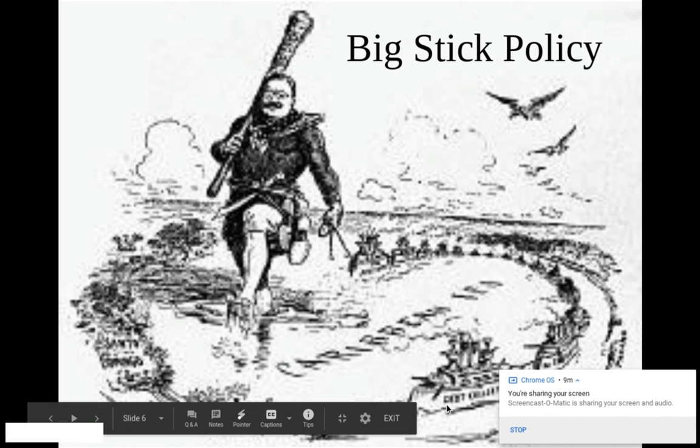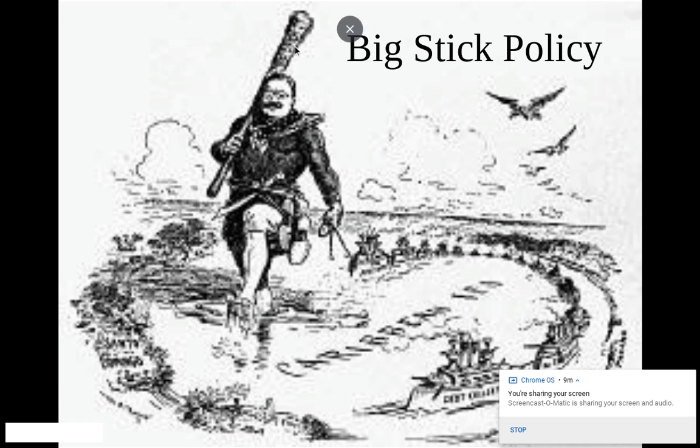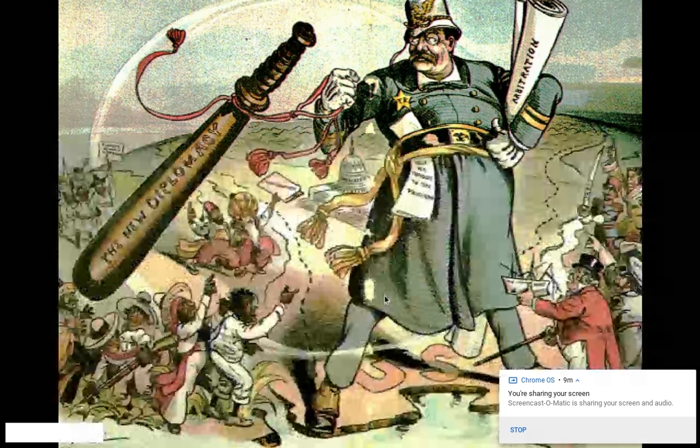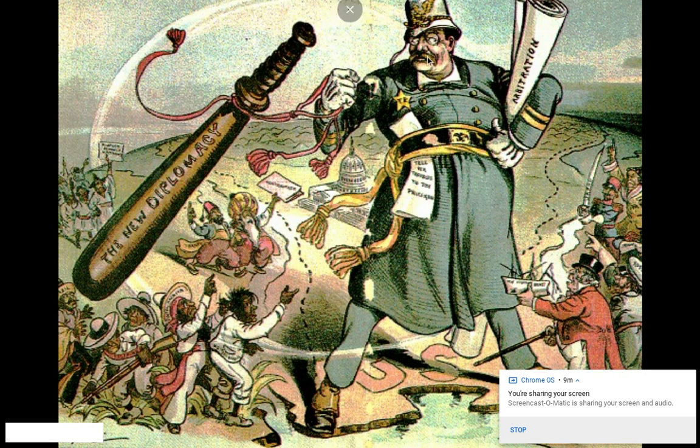So you see that this battleship debt collector, it says Teddy Roosevelt has the big stick. He's walking through the Caribbean Sea. And think about collecting debt. There's this policeman or police officer metaphor. And the big stick here is, of course, a police baton.